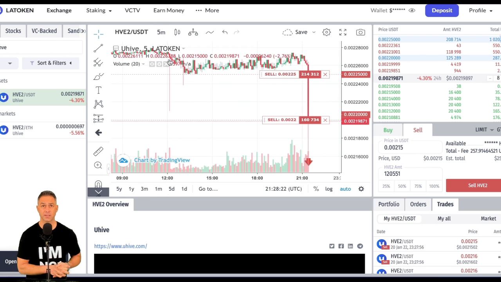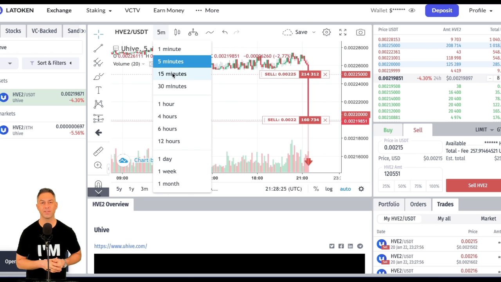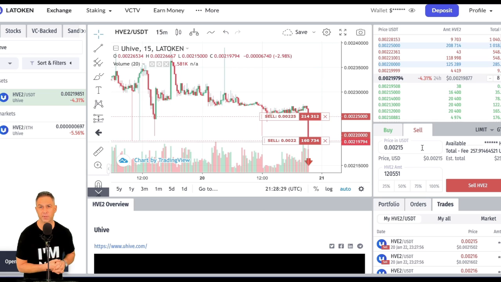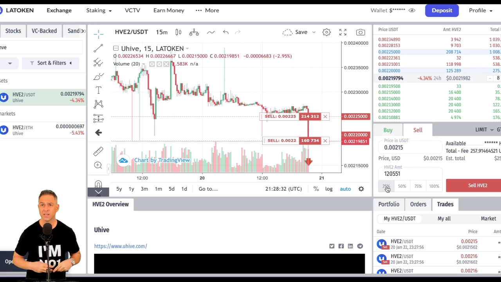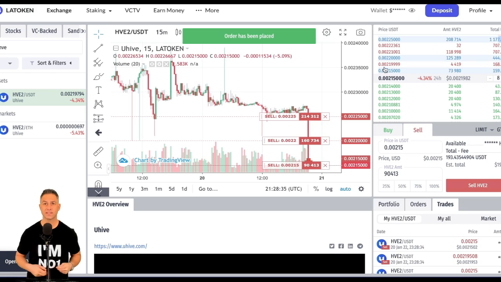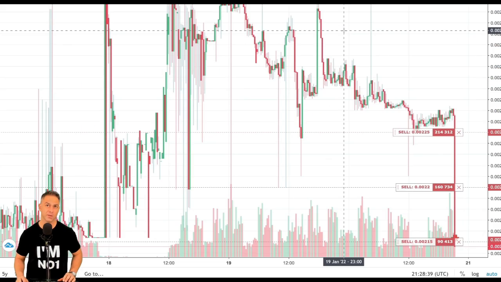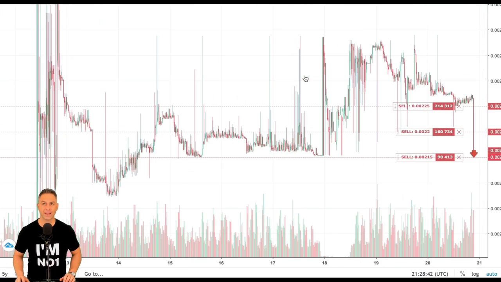So I don't think it's the best interface they have there. A little bit of trouble with that platform there, but you get the point. So what I'm doing is I keep putting in sell orders in order to push it down, because obviously I can't get the price at the certain levels that I want.